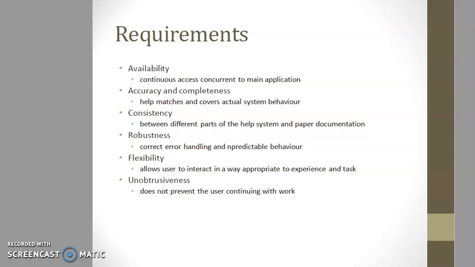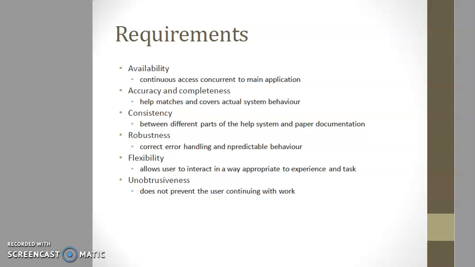This completeness is very important if the help provided is to be used effectively. The designer cannot predict the parts of the system the user will need help with and must therefore assume that all parts must be supported. Finding no help available on a topic of interest is guaranteed to frustrate the user. Basic is that help matches and covers actual system behavior.